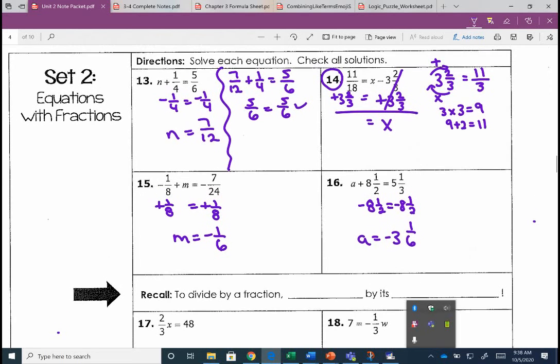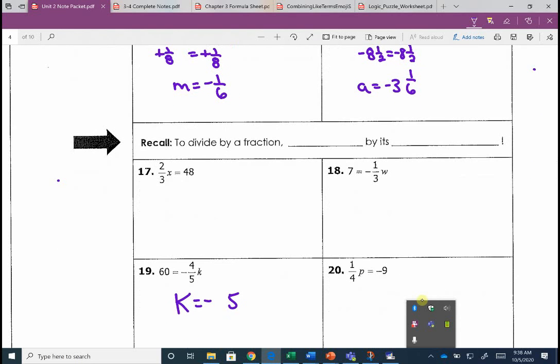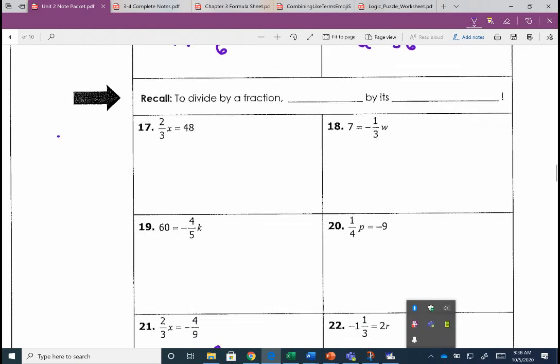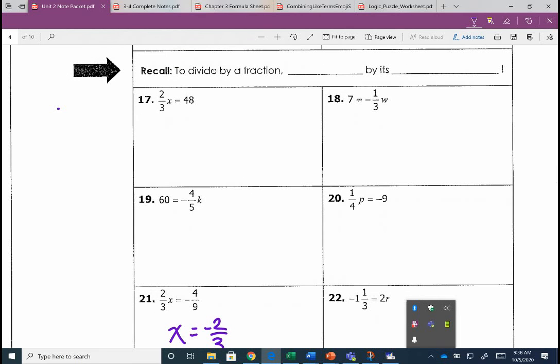One final idea with our one-step equations. One final idea. If we look at number 17, we have 2/3 right next to the x. So when that number is right next to the variable, I know it took us some getting used to the last few classes, but that means multiply. So this is 2/3 times x. So to undo multiplying, we divide.